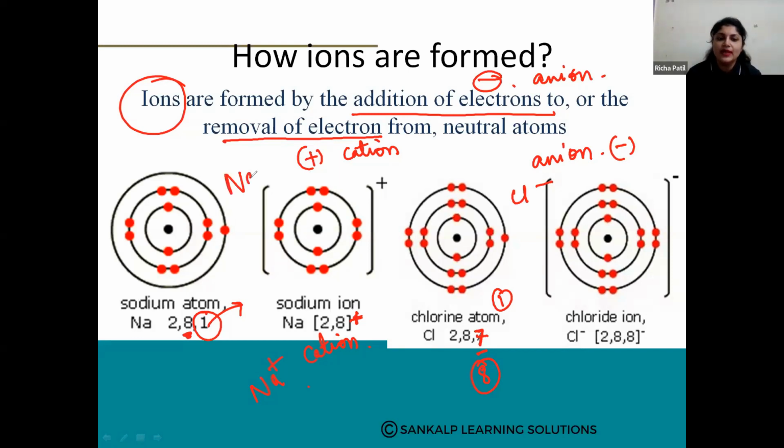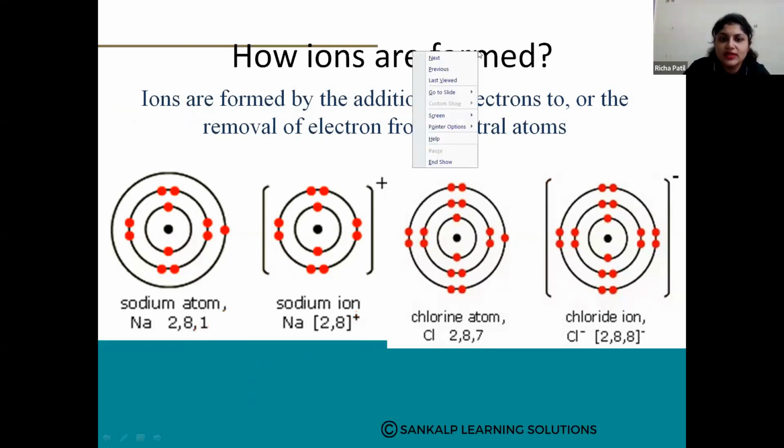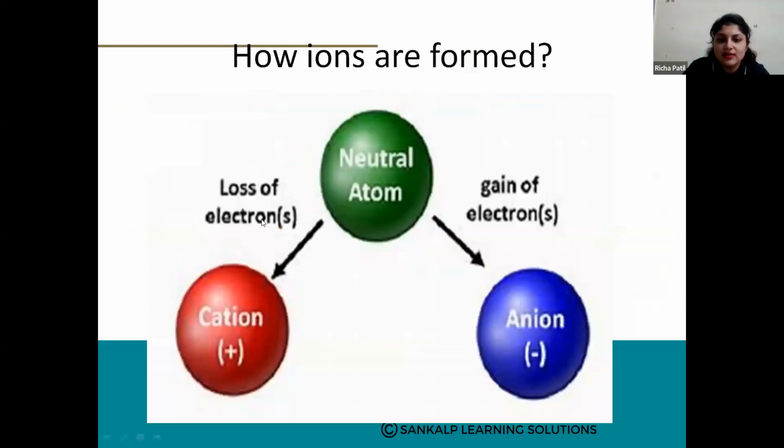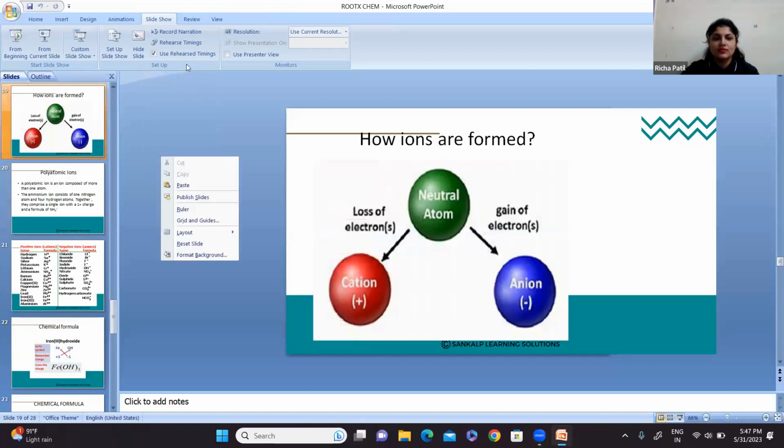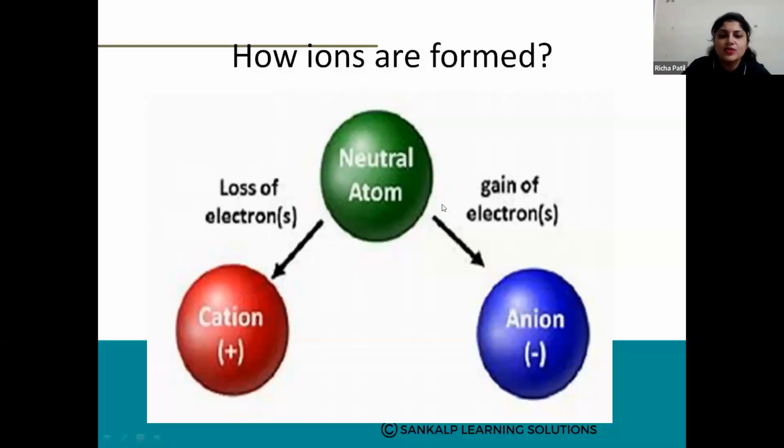Okay, so Na plus and Cl minus. So remember the terms cation and anion. Removal of electron results in a cation, and addition of electron results in an anion. So these are the ions. Then see here, a neutral atom, when there is a loss of electron, is called a cation. When there is a gain of electron, it is called an anion. Okay, remember these terms. So these are the ions, cations and anions.